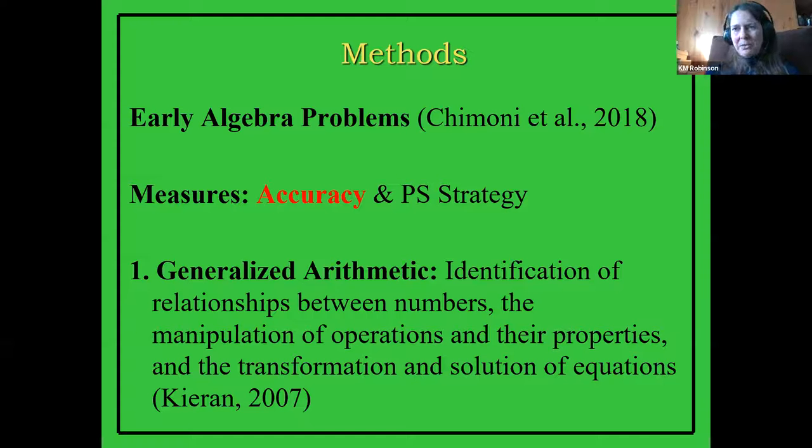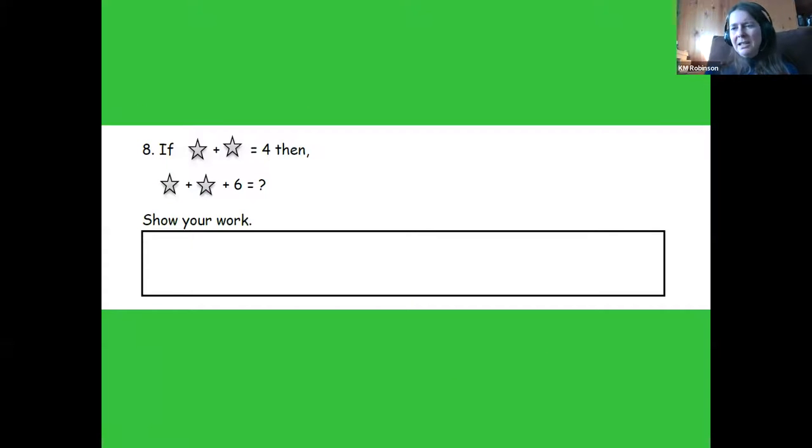And the problem that we used to assess generalized arithmetic was the following. If star plus star equals 4, then star plus star plus 6 equals what? Generally, children didn't have a big problem showing their work for this one. So we did get a sense of their strategy, but you'll see that we had some difficulties later on with strategies on the other types of problems.